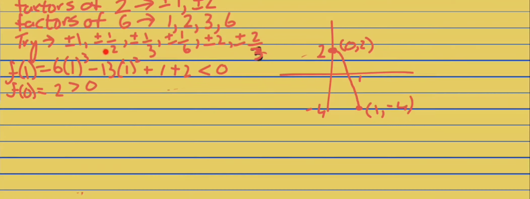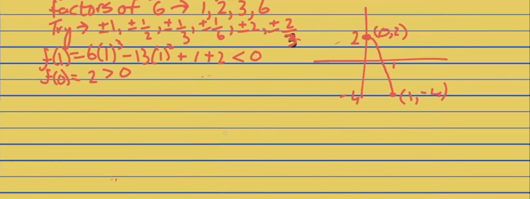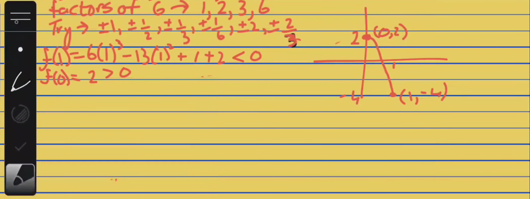Well, we have plenty of values here that are between 0 and 1 to try, like positive 1/2, positive 1/3 is between 0 and 1, 1/6 is between 0 and 1, right? So let's try one of those. Let's see. So let's try 1/2 now.